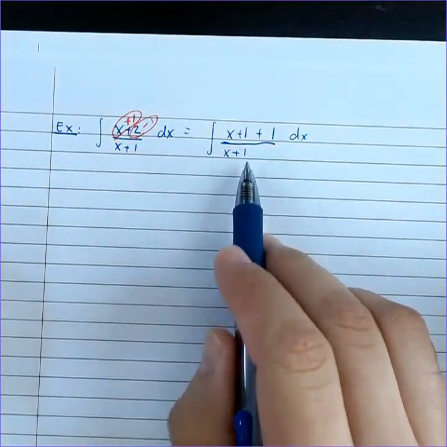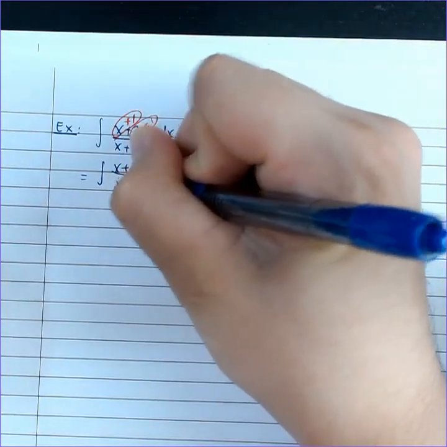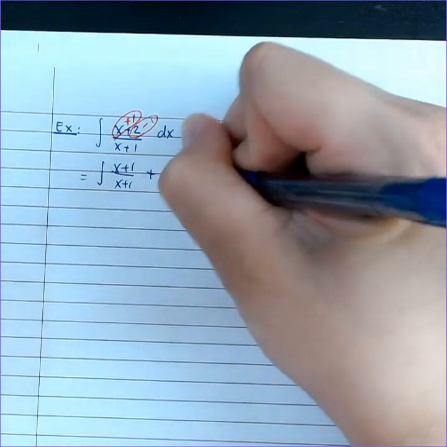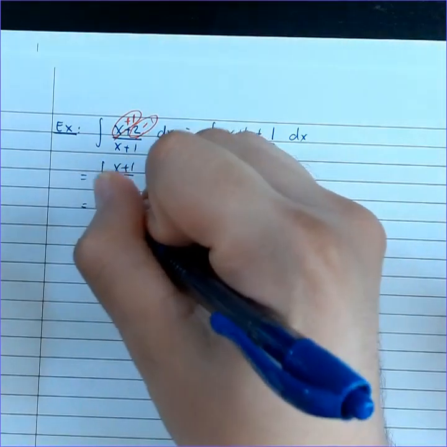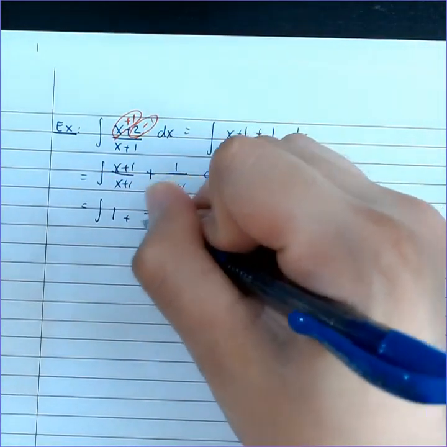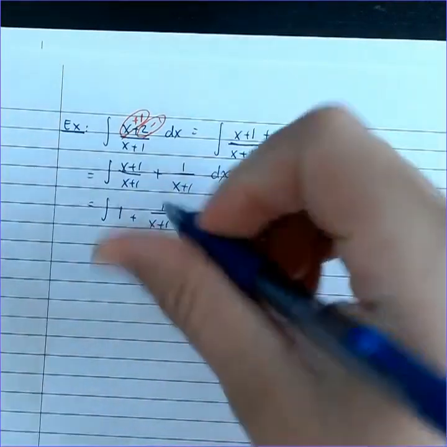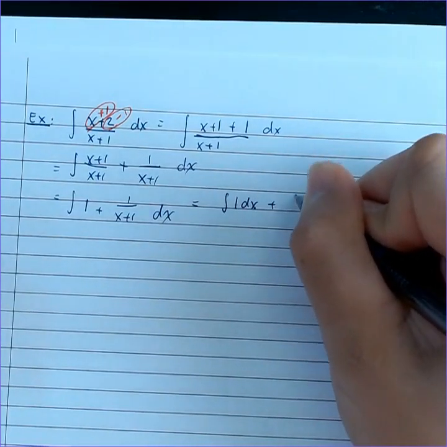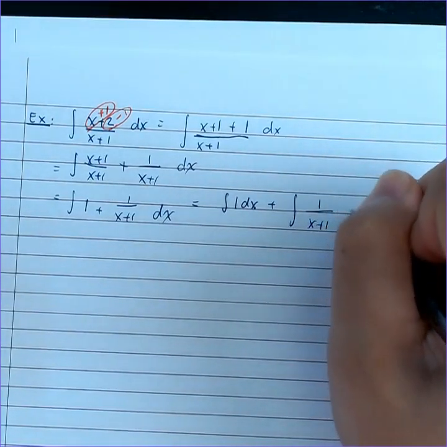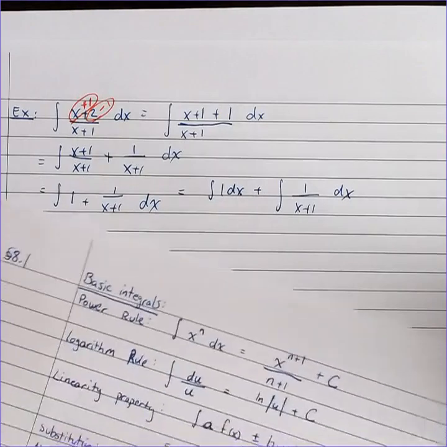But of course, now I can split this. I can say, okay, that's the integral of x plus 1 over x plus 1 plus 1 over x plus 1 dx. And now that simplifies to give me the integral of 1 plus 1 over x plus 1 dx. And now once it's split this way, I can go ahead and use linearity to separate that. That's the integral of 1 dx plus the integral of 1 over x plus 1 dx. But now those are just two basic integrals.